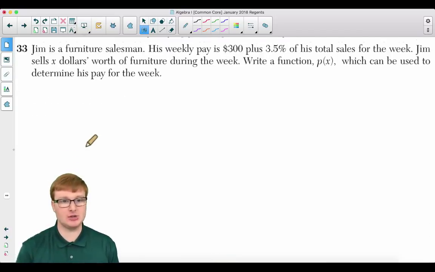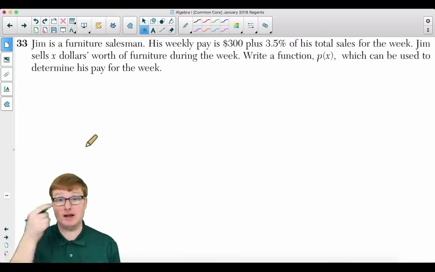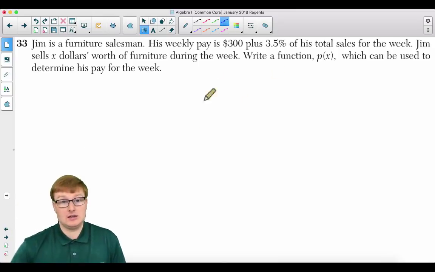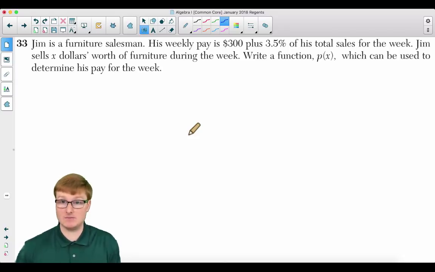33 says, Jim is a furniture salesman. I would never in my life want to work on commission. His weekly pay is $300 plus 3.5% of his total sales for the week. Jim sells x dollars worth of furniture during the week, right? Write a function, P of x, which can be used to determine his pay for the week.